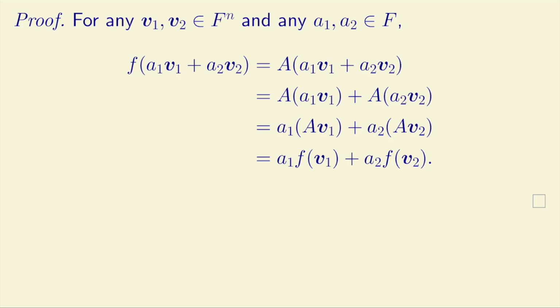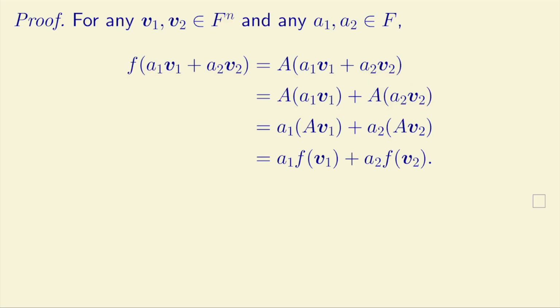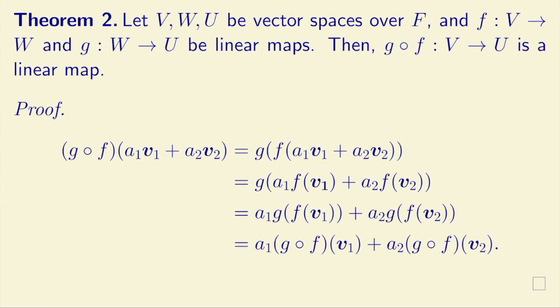A of A1V1 plus A2V2 can be split up into A1 times AV1 plus A2 times AV2. So the linearity of the map is a direct result of how matrix operations work. That's pretty cool. Theorem 2 is about function composition.